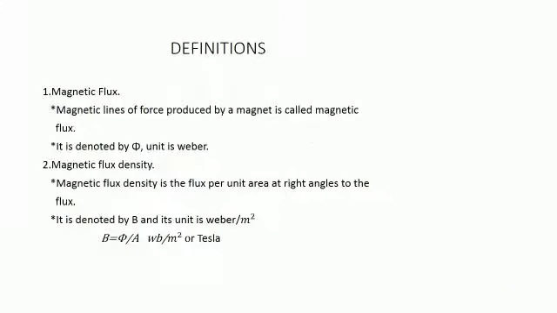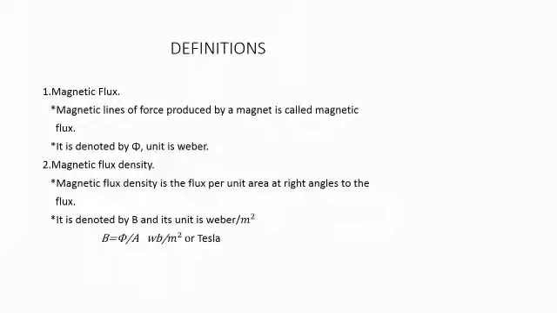Some definitions. The first one is the magnetic flux. I have already said that the magnetic lines of force produced by a magnet are called magnetic flux. That is the total number of magnetic lines, which is called magnetic flux. It is indicated by phi, and its unit is Weber.